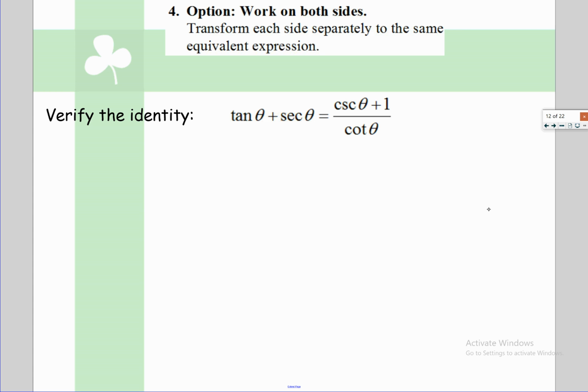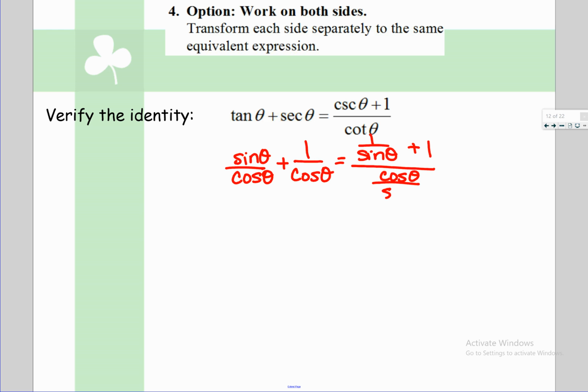All right, so let's start with tangent. What can I rewrite that as? Sine over cosine. What about secant? One over cosine. Equals cosecant, 1 over sine, plus 1. And what about cotangent? Cosine over sine.